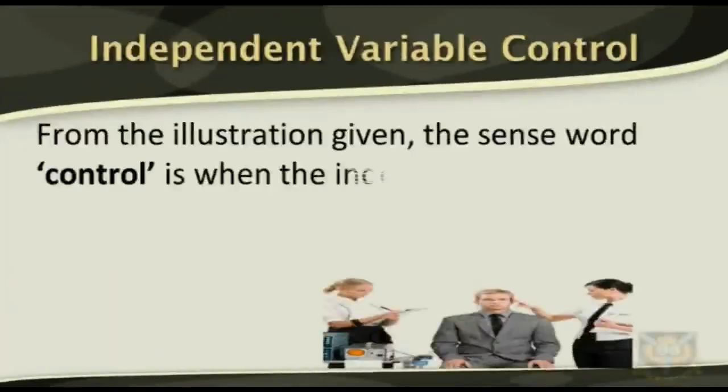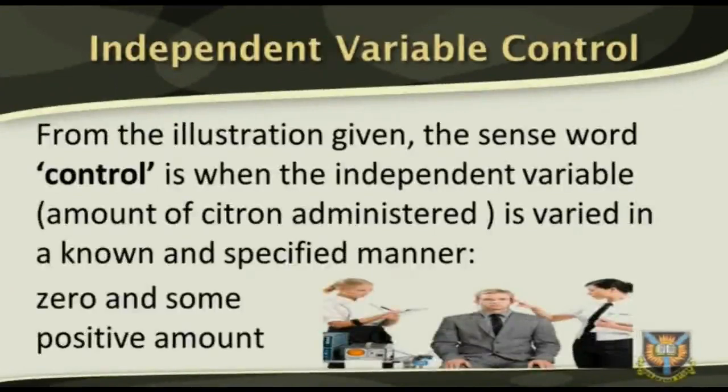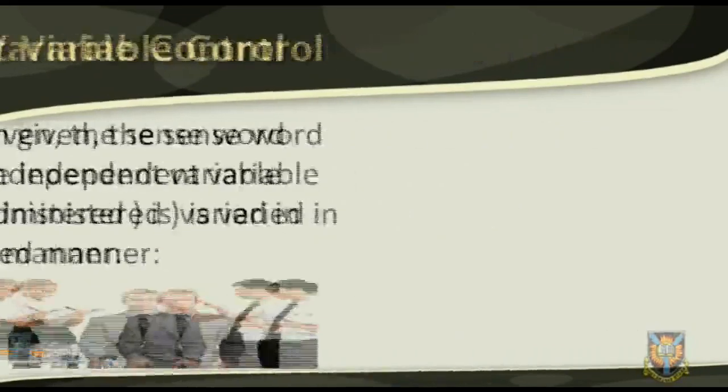Independent variable control. First, from the illustration given above, the magistrate exercised control over his independent variable by producing the events that he wished to study. Thus, the first sense of the word control is when the independent variable is varied in a known and specified manner. Here, the independent variable was the amount of citron administered, and it was purposively varied in two ways, 0 and some positive amount.